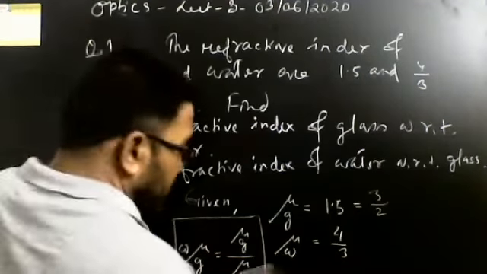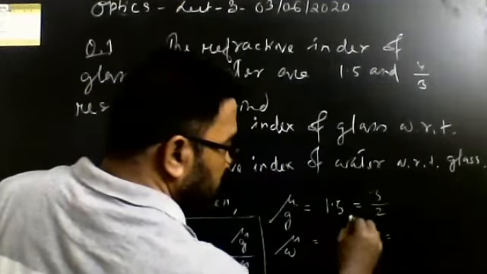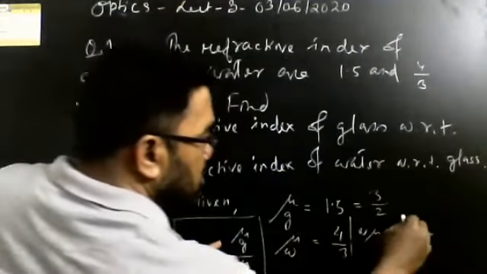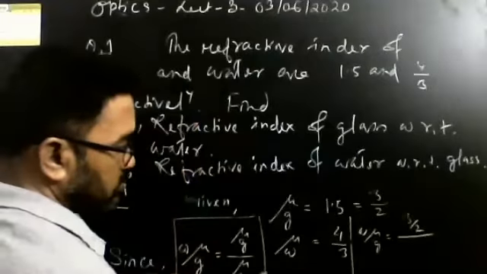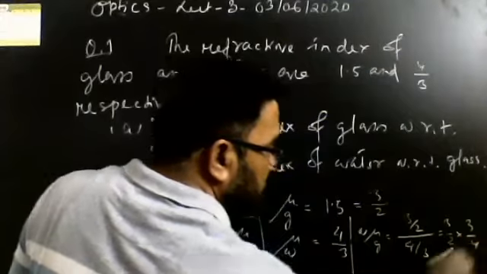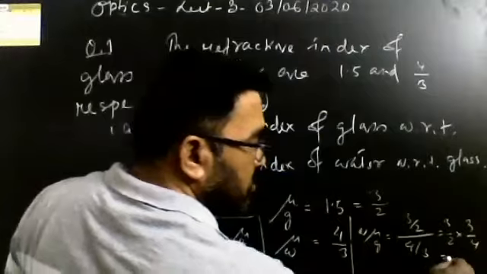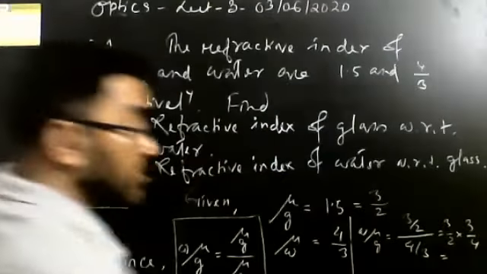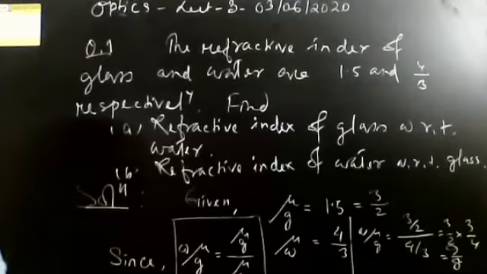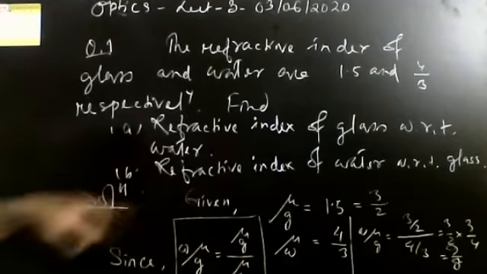So utilizing this formula, mu g w means the refractive index of glass with respect to water, equal to mu g, which is 3/2, divided by mu w, which is 4/3. So 3/2 into 3/4, since 4/3 gets inverted to 3/4. So the answer is 9/8. What is the answer? It is 9/8.